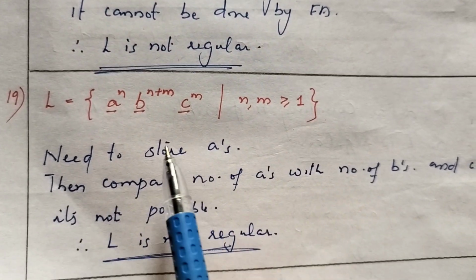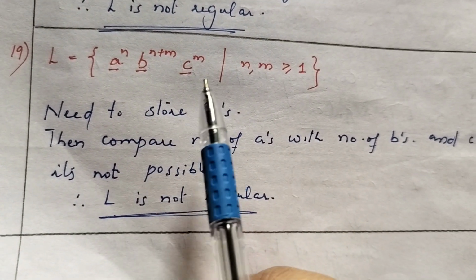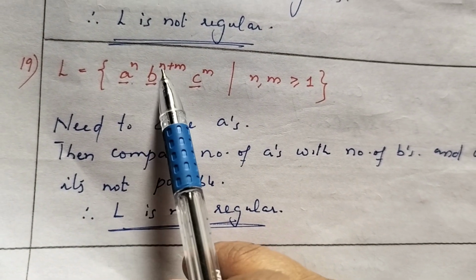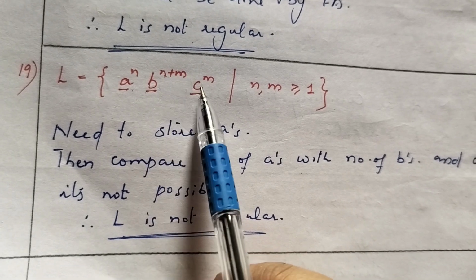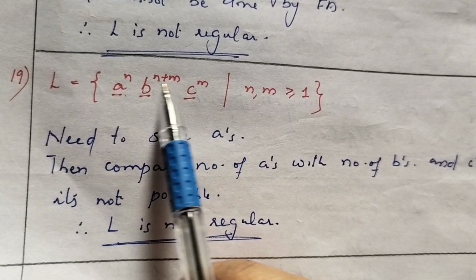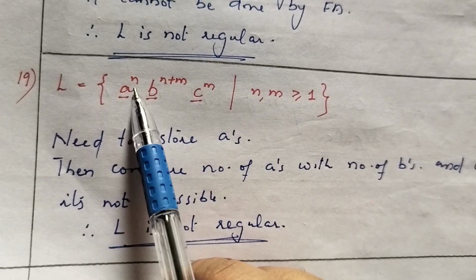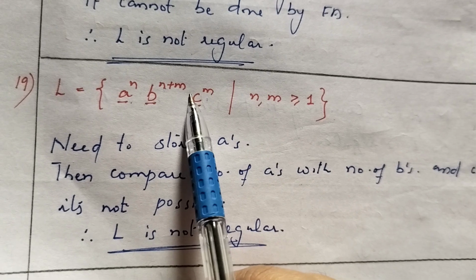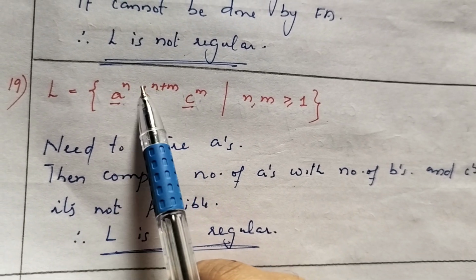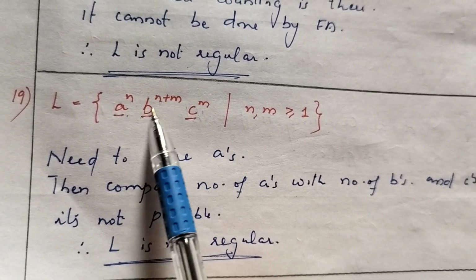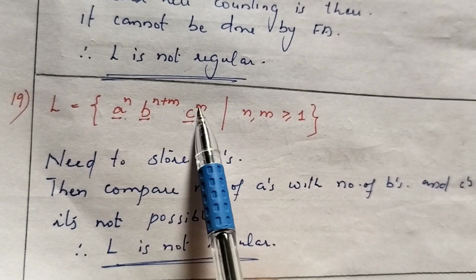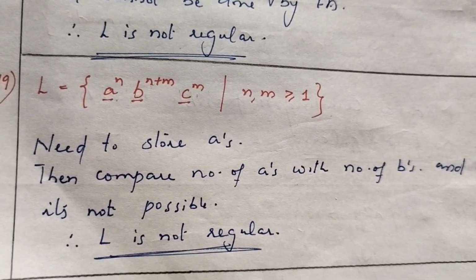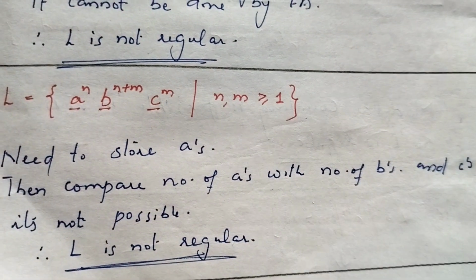Okay, here also you can see a power n, then b power n plus m, then c power m. Here also they are dependent. Okay, we need to store A's, then B's, then C's, and need to compare them. Right? Here A and B n number, then plus m, this is also compared with the C's. Right? So this is not possible for a finite automata.